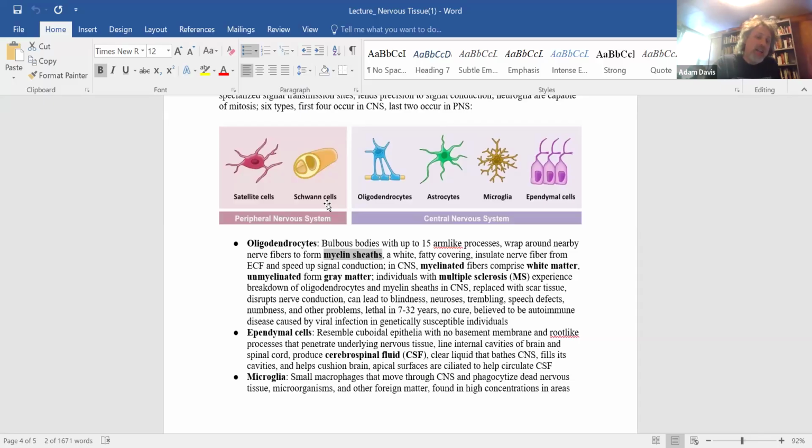Then we have satellite cells. Satellite cells are these little tiny cells with lots of little branching processes sticking out from them. They get their names because they're often found clinging to the outside of ganglia. And you might recall a ganglion is a cluster of neurons, or specifically the cell bodies of neurons, found outside the central nervous system. Satellite cells cling to the outside of ganglia, so they're like satellites on the outside of a planet.